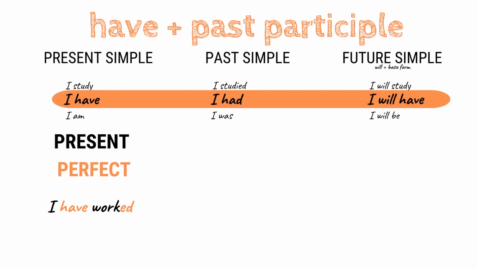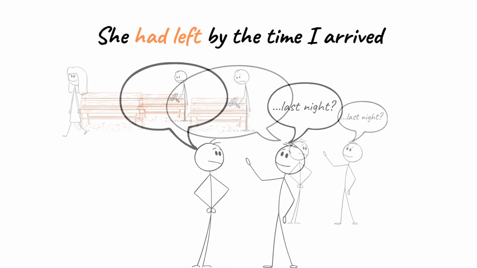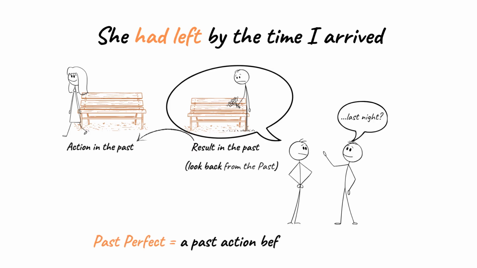For the past perfect, use had plus past participle. I had worked. For example, she had left by the time I arrived. It shows something was finished before another action. The specific time we look back from is another time in the past. The connection is between two actions in the past.